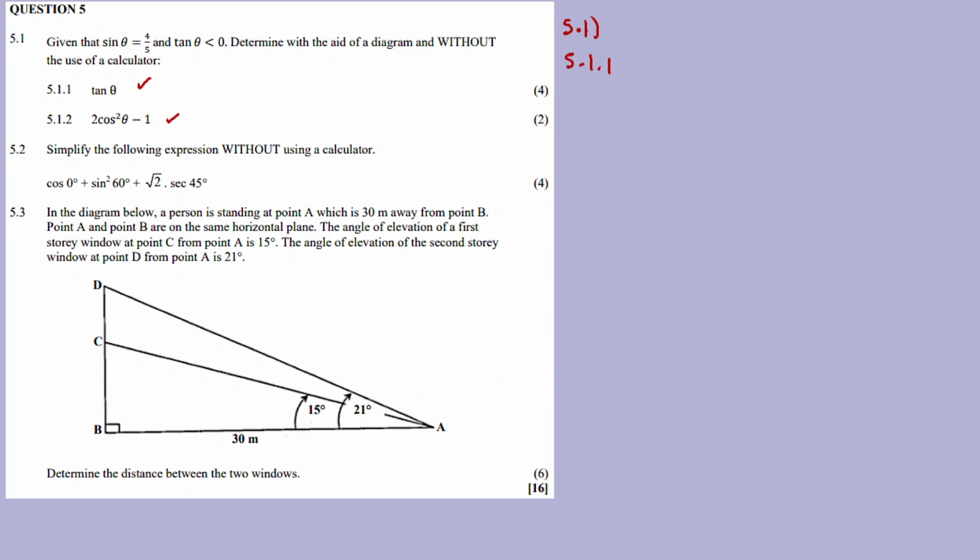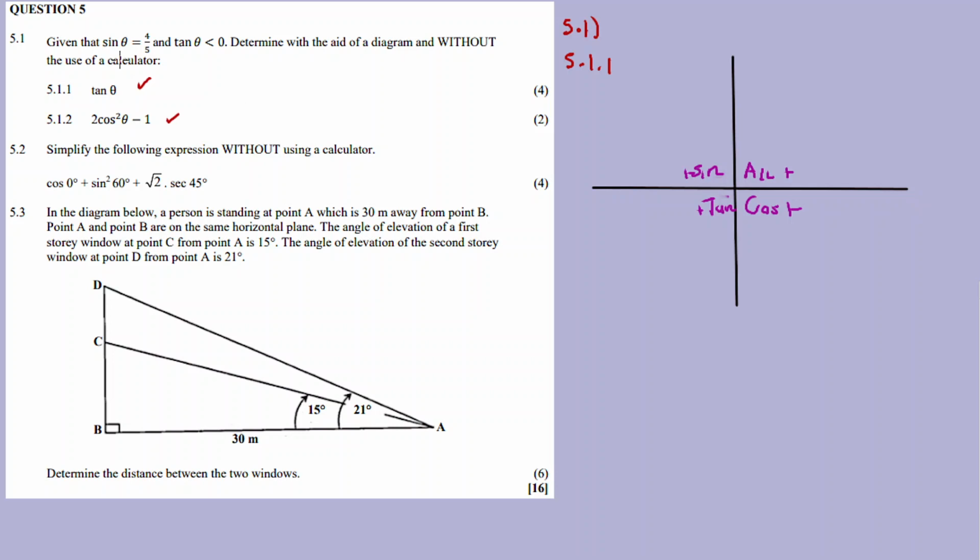For 5.1.1, we start by drawing a diagram. We draw the y-axis and the x-axis, then the CAST rule: C, A, S, T. Cos is positive in one quadrant, all are positive in another, then sine, and tan is positive in the remaining one. Sine is closest to the axis, as is tan.